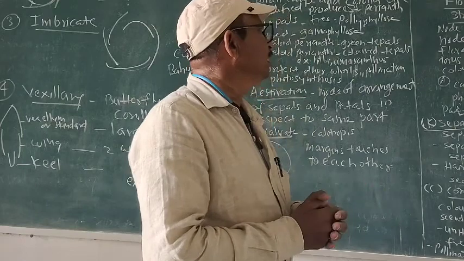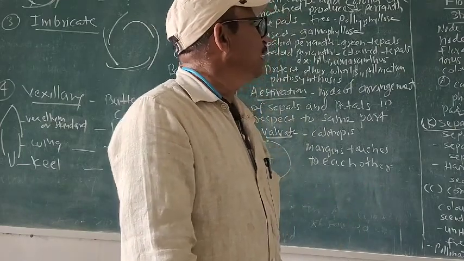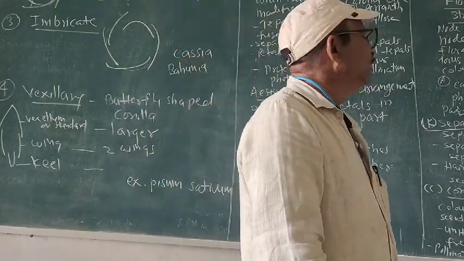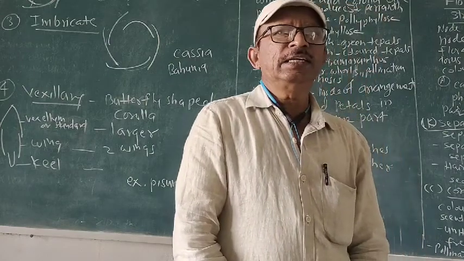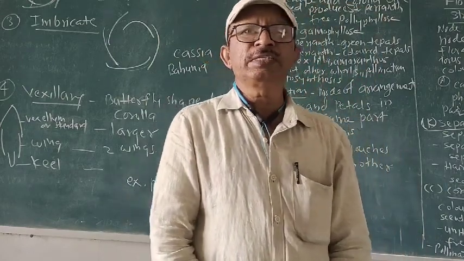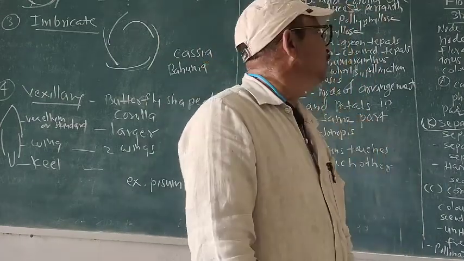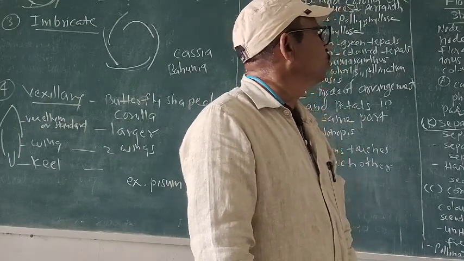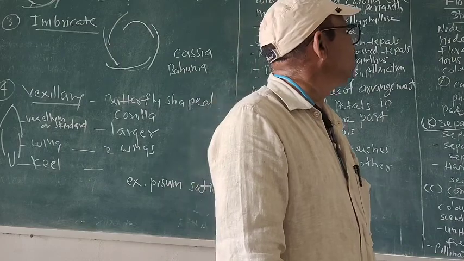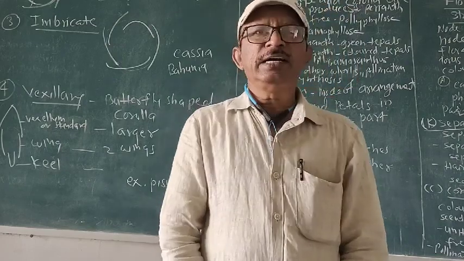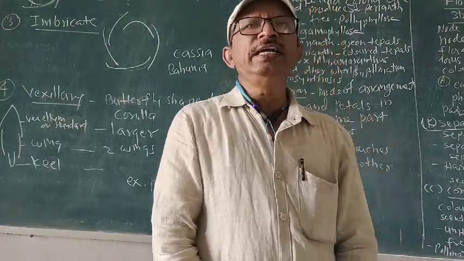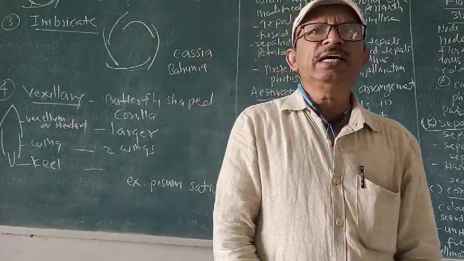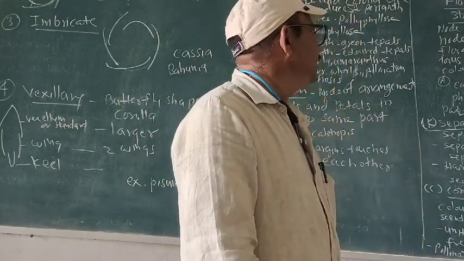Now here we can study that the thalamus has nodes, and the floral parts are present or situated in a circular manner. So this is called whorl. Thalamus may be called torus or receptacle. It is green in color. What is the color? It is green in color.